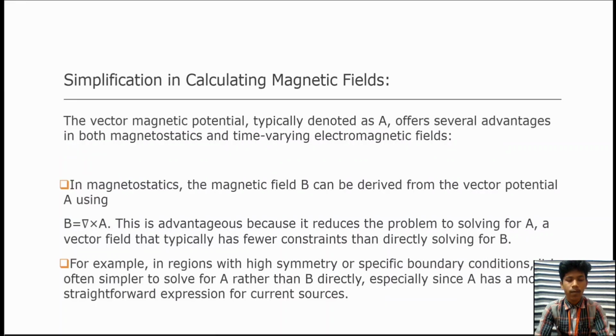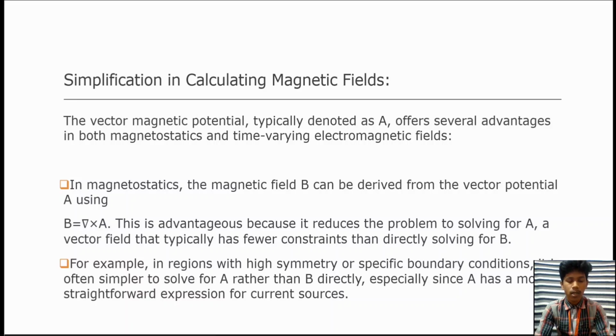And the second one is simplification in calculating magnetic fields. The vector magnetic potential, typically denoted as A, offers several advantages in both magnetostatics and time varying magnetic fields. In magnetostatics, the magnetic field B can be derived from the vector potential A using B bar is equal to curl of A bar. And this is advantageous because it reduces the problem to solving for A, a vector field that typically has fewer constraints than directly solving for B.